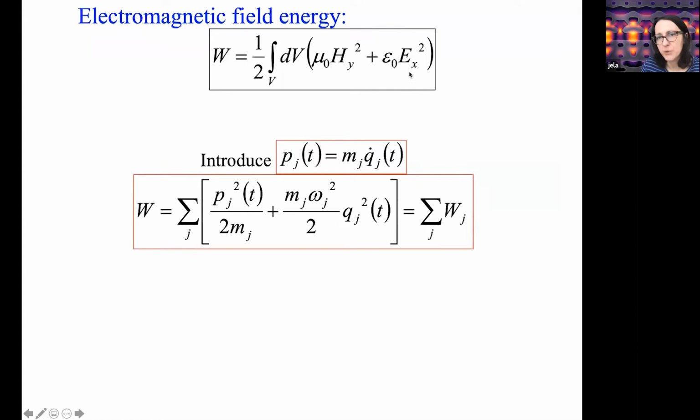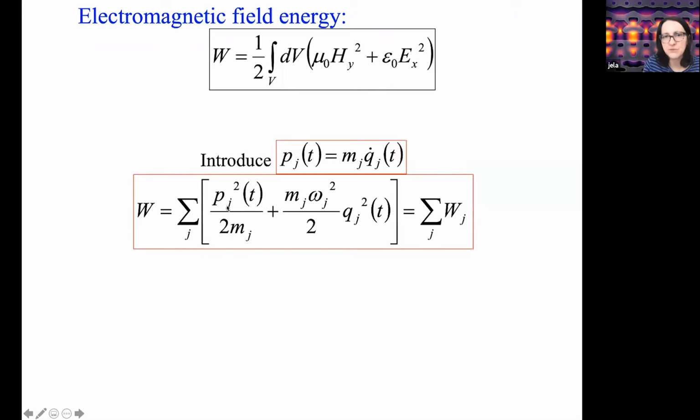Yeah, electric field is proportional to Qj of t, right? So this term has to come from electric field. And then the prefactor there, C squared, would be proportional to M omega squared. So this comes from the contribution of the mode j electric field. And then for magnetic field, we introduce Pj of t, which is proportional to the time derivative of Qj of t times this constant Mj. We just renormalize the time dependence, and that puts the energy in the magnetic field in the form of Pj squared divided by 2Mj.